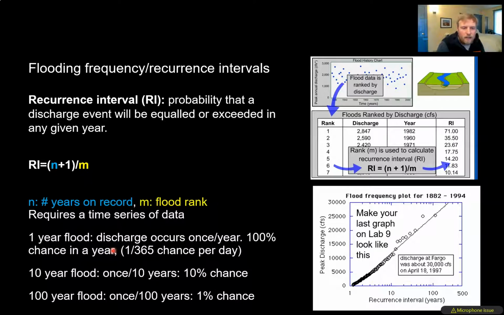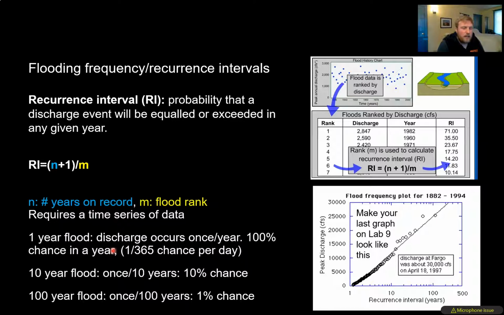What this gives you is the recurrence interval, and it tells you if you are having a 1-year flood, a 10-year flood, a 100-year flood. And so what does that mean? A 1-year flood is a magnitude of discharge that is highly likely to occur any given year. That means there's a 100% chance that you'll get that flow in that river every year. On the flip side, that means there's about a 1 in 365 chance that it could happen on any given day of the year, okay?